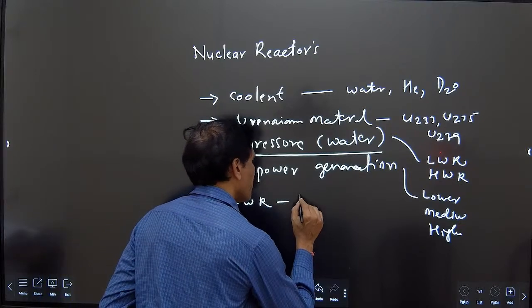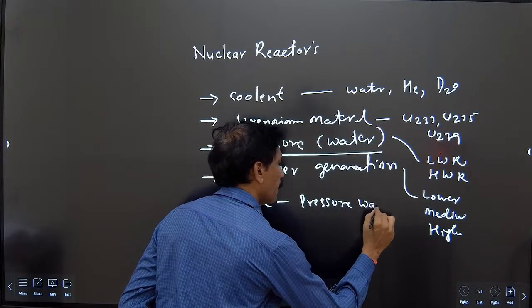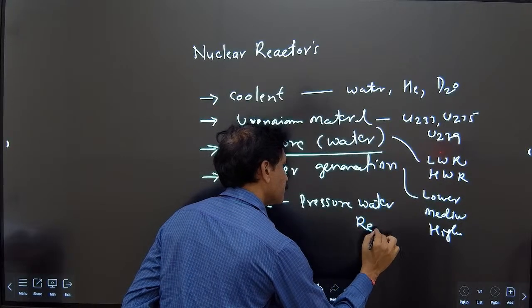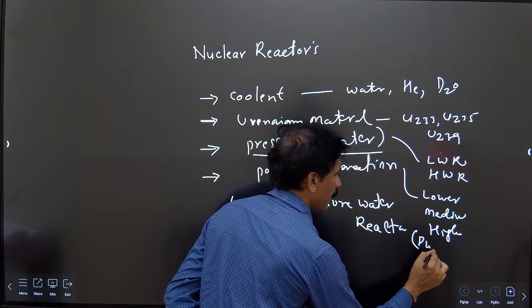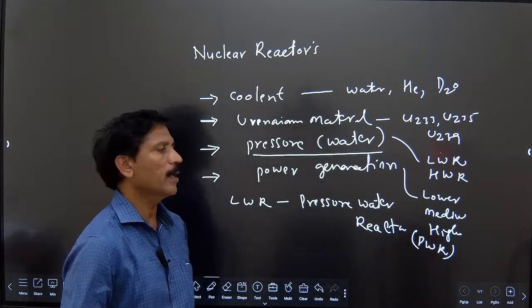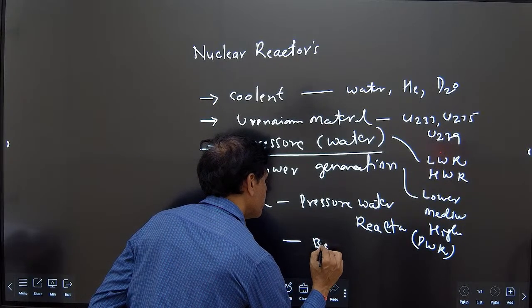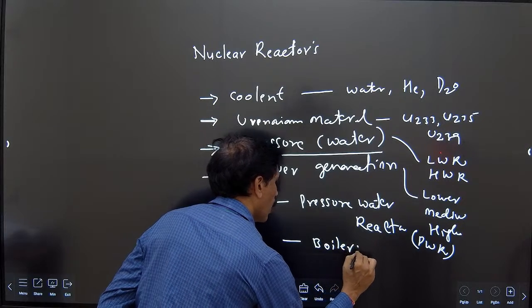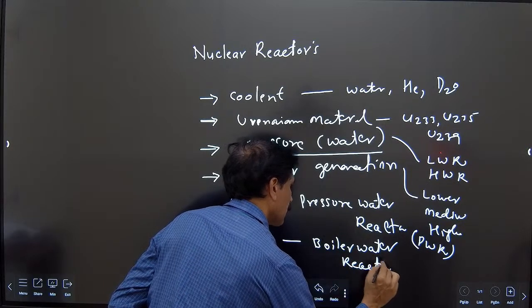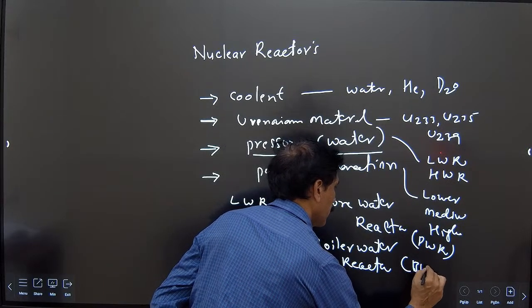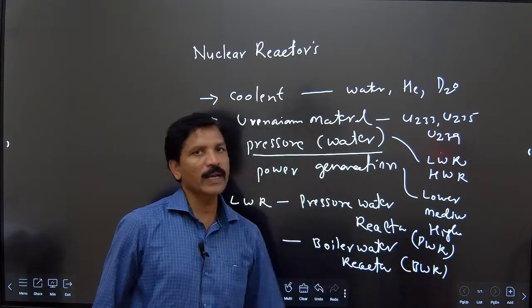One is the pressure water reactor, shortly called PWR, pressure water reactor. Second one is BWR, boiler water reactor. So, BWR, boiler water reactor.